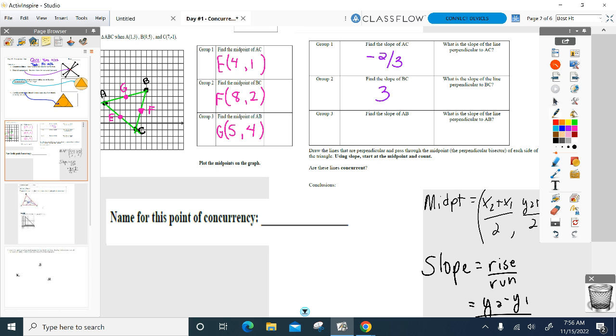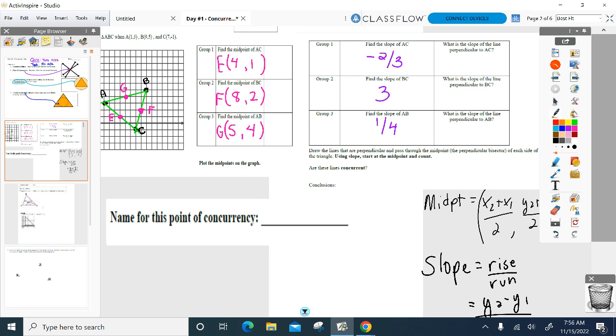And then group 3, AB, slope of AB? 1/4. Okay, everyone got the slopes written down, all set? All right, here's what I want to do now.